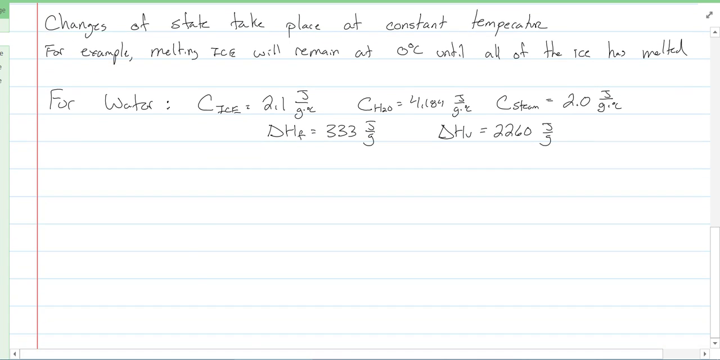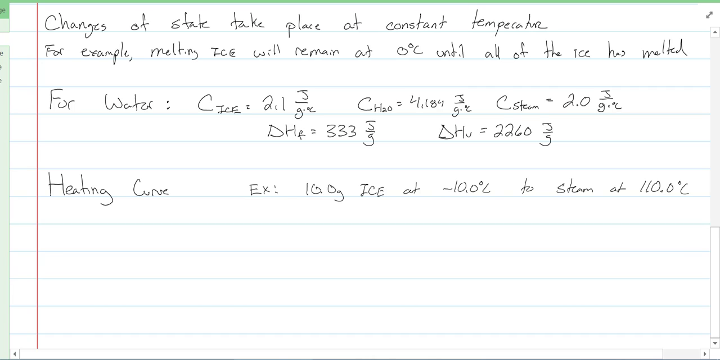Let's draw this as a heating curve. Our example will be 10.0 grams of ice at negative 10 degrees Celsius to steam at 110 degrees Celsius. So that's going to be our example. We're going to take 10 grams of ice, which is not a lot of ice, and we're going to take it from negative 10 degrees Celsius, which is possible, right?